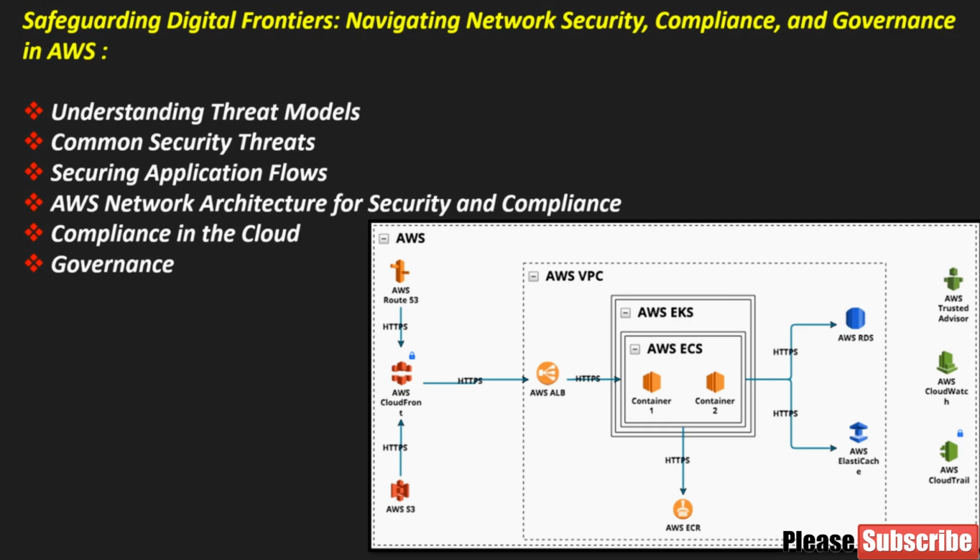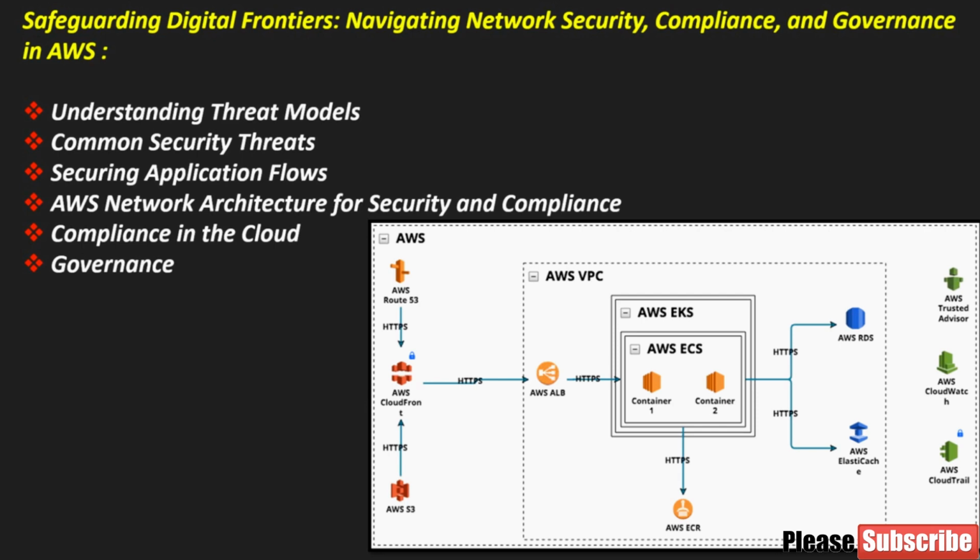Next, securing application flows. Applications are the lifeblood of modern businesses, and securing their data flows is very imperative. We examine the mechanisms to secure different application flows, including user authentication, data in transit, and access controls. Encryption protocols, multi-factor authentication, and secure API gateways are important key components in building a resilient defense against unauthorized access and data breaches.